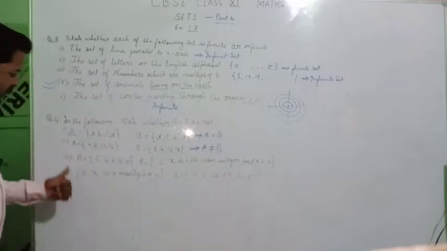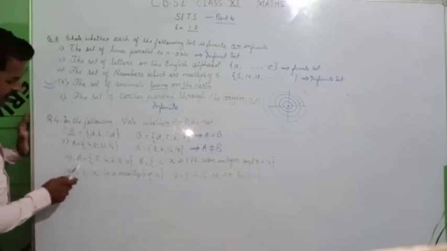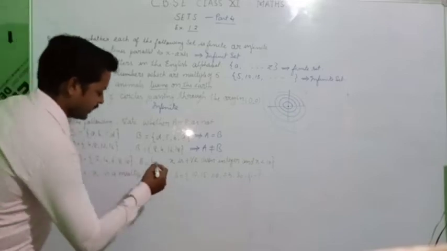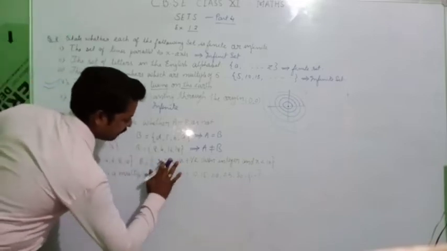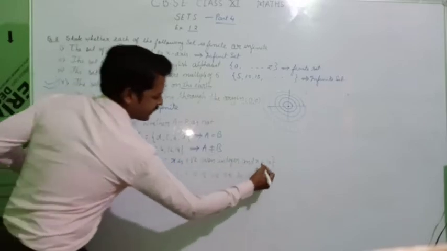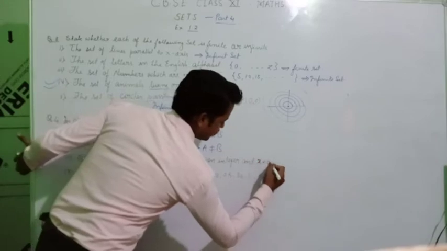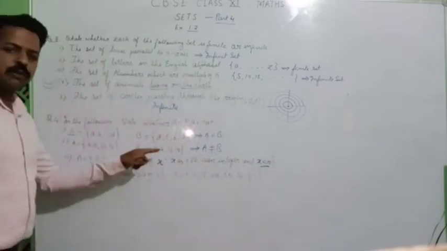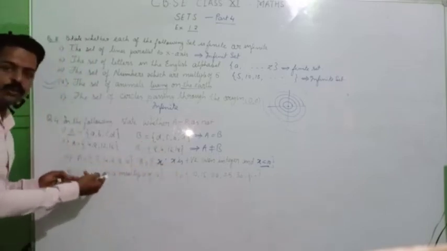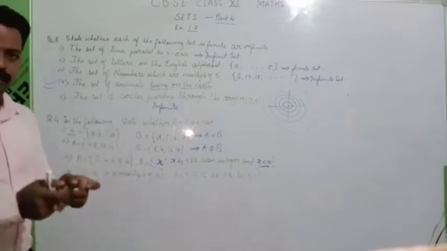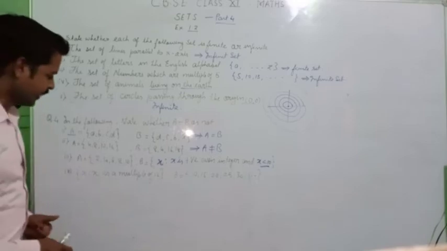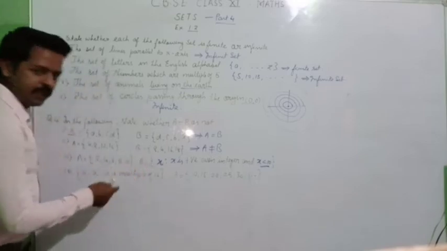Understood? Now let us see the third question. Third question is A is {2, 4, 6, 8, 10} and B is {x such that x is a positive even integer and x less than 10}. Focus on x less than 10. Now this set is given in set builder form and this is given in roster form. So if you want to compare two things, first bring them in the same form. Otherwise it will be difficult for you. So we'll convert set B into roster form.